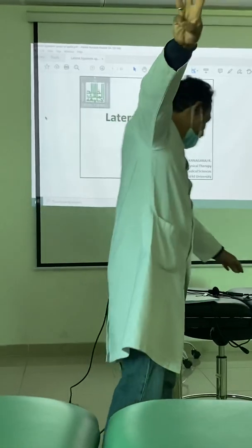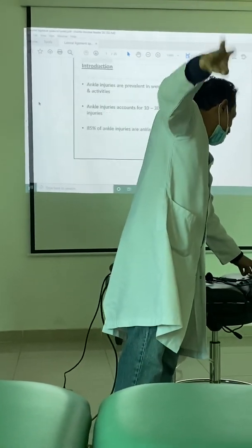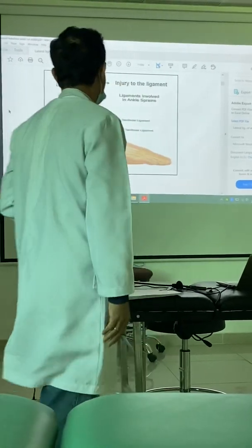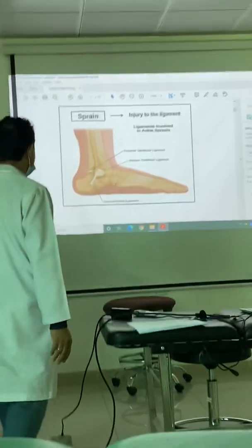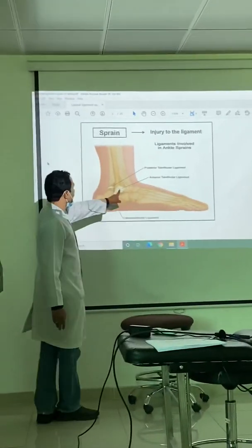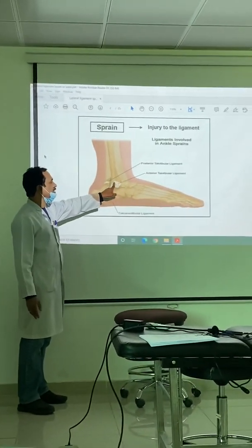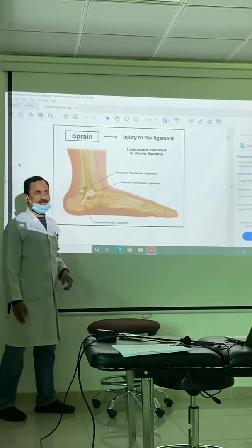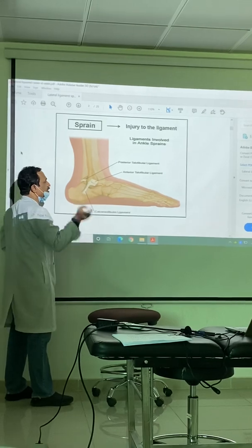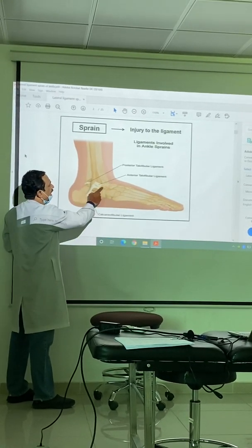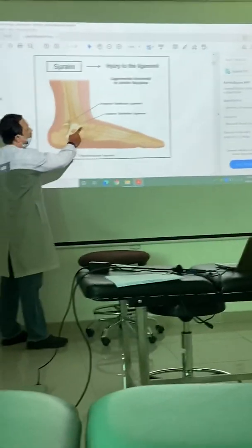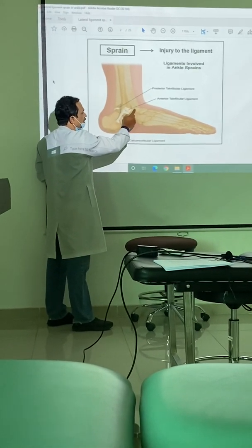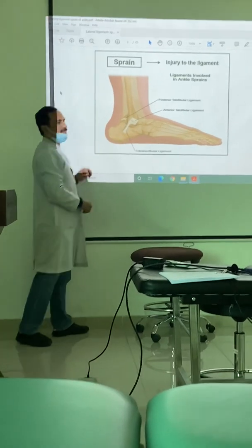So there are 2, 3. Three ligaments are there, right? You can see in this picture, a sprain injury to the ligament. So there are 3 ligaments. This is the first ligament. As it is situated anterior, and it is connecting the talus to the fibula, that's why it is called the anterior talofibular ligament.